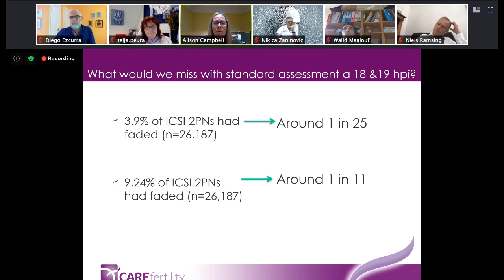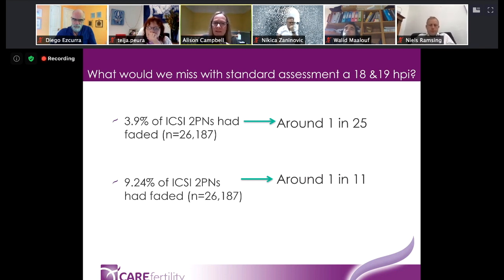So here we have just some more data on what we would miss in terms of numbers if we did a standard single assessment of fertilization at 18 hours, which I think is pretty standard. With ICSI embryos, it's obviously easier to look at the data because with IVF, our practice would be to denude and assess at the same time. So we're denuding around 17 hours with IVF embryos. So I'll focus the data and the presentation on the ICSI, it's more accurate.